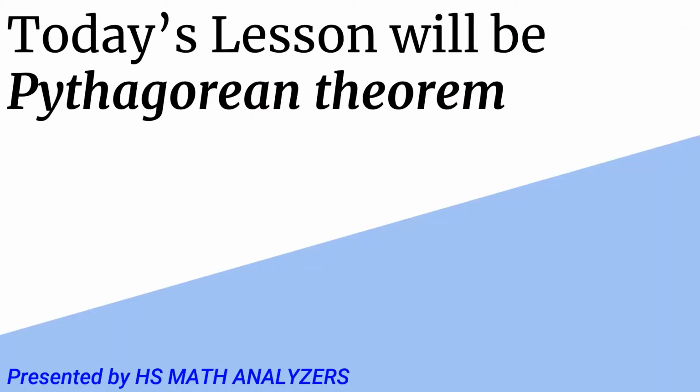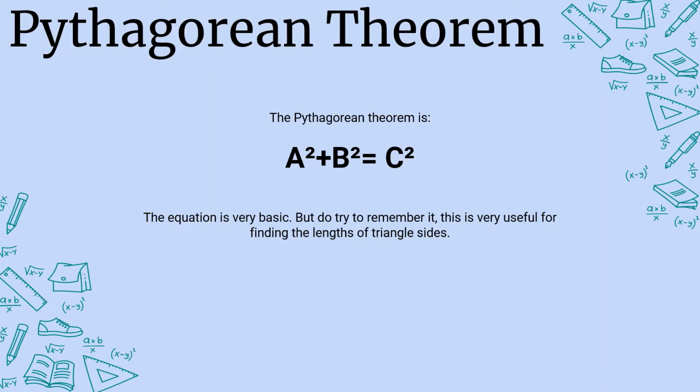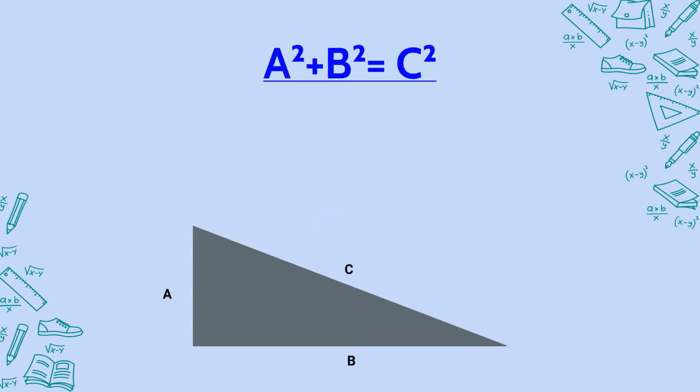Today's lesson will be the Pythagorean Theorem. The Pythagorean Theorem is a squared plus b squared equals c squared. The equation is very basic, but do try to remember it. This is very useful for finding the lengths of triangle sides.